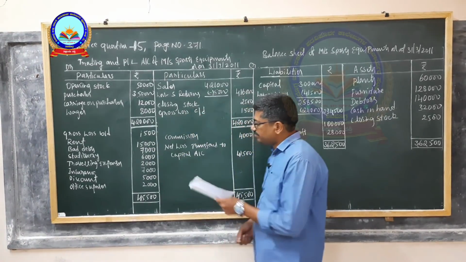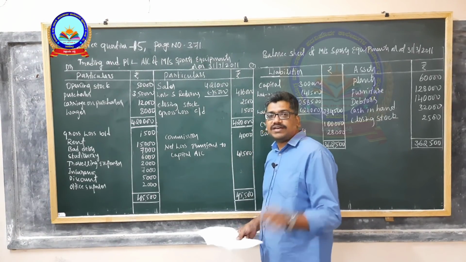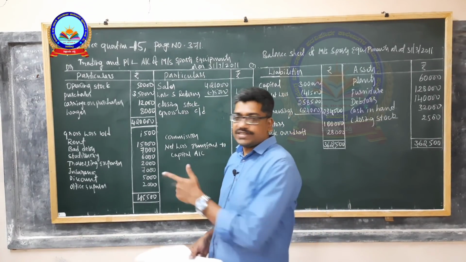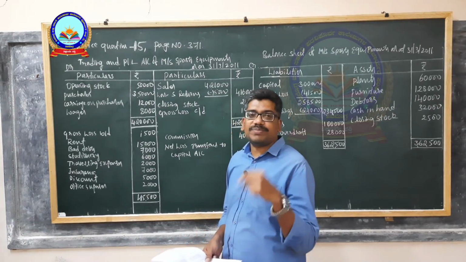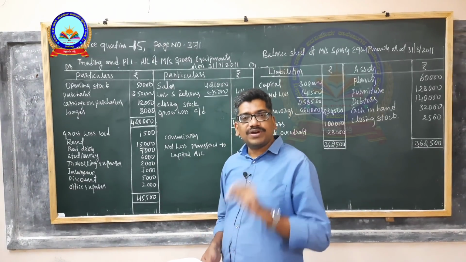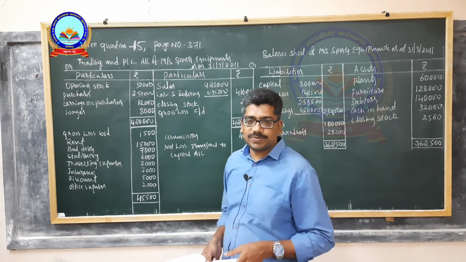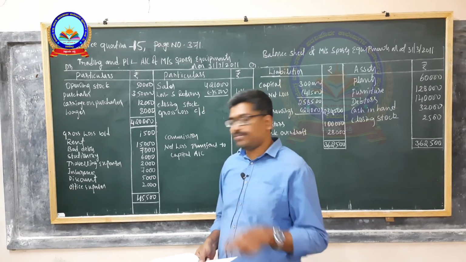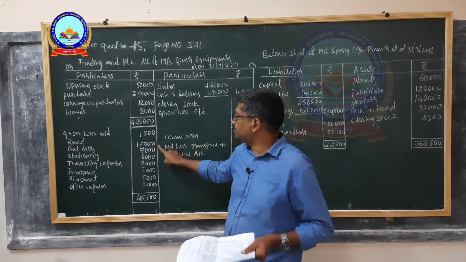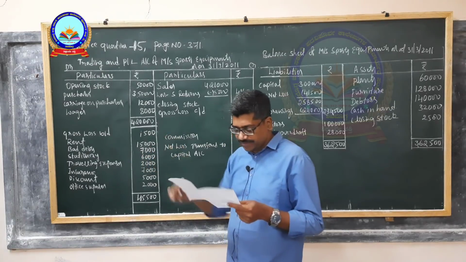Next, bad debts. Bad debts is a new item for you. Bad debts means the debts which are irrecoverable, the debts which cannot be recovered from the customers. That is called bad debts, or the debts which cannot be recovered from the debtors are called bad debts. Debtors are created only if we sold the goods to the customers on a credit basis. If the debtors fail to repay our amount, that amount will be treated as bad debts. So write bad debts, rupees 7,000.